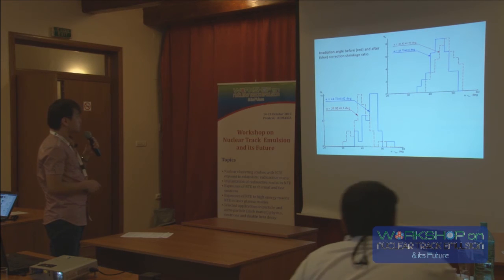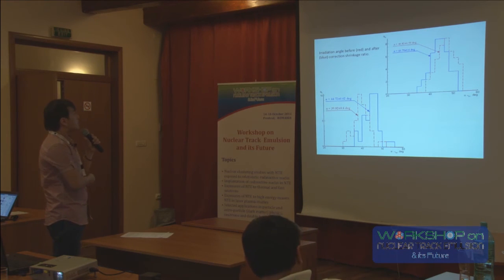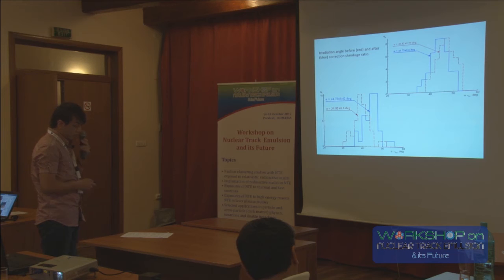This slide shows the angular distribution of ions for krypton and for xenon. After correction of the shrinkage ratio, we get for krypton 43.7 degrees, and for xenon 44.7 degrees, which corresponds to the oriented angle.